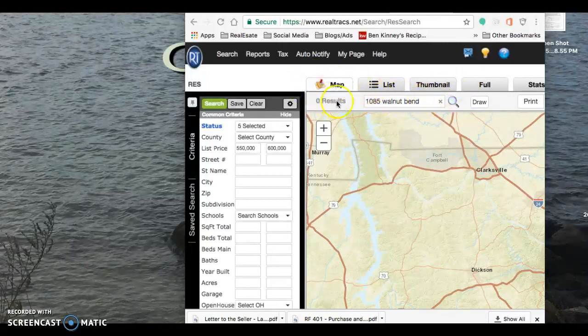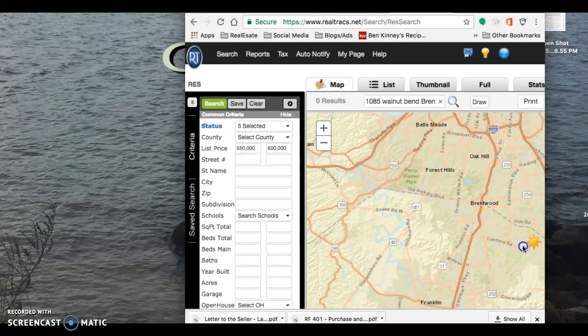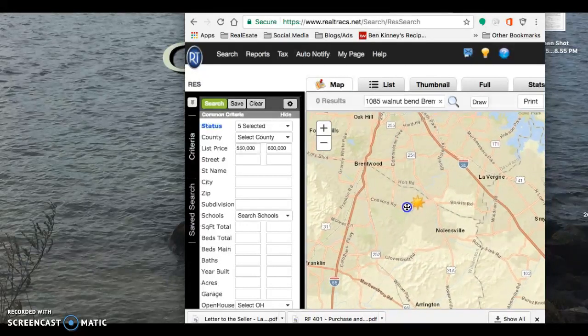So you're under map right here, and then you put the address in here, and you have to make sure to put Brentwood, the city, and the state. So Brentwood, Tennessee. And then you hit this right here to search. And it pops up where that star is over here. So you move that over to be in the middle.